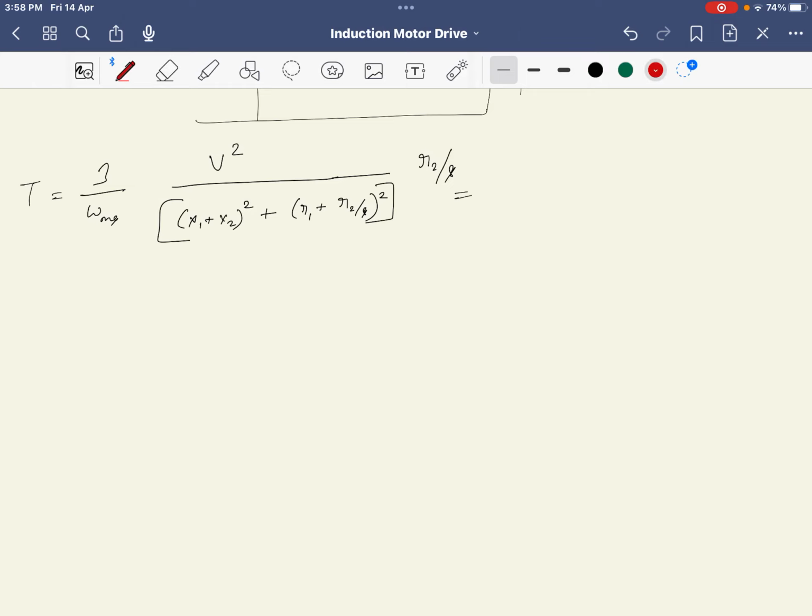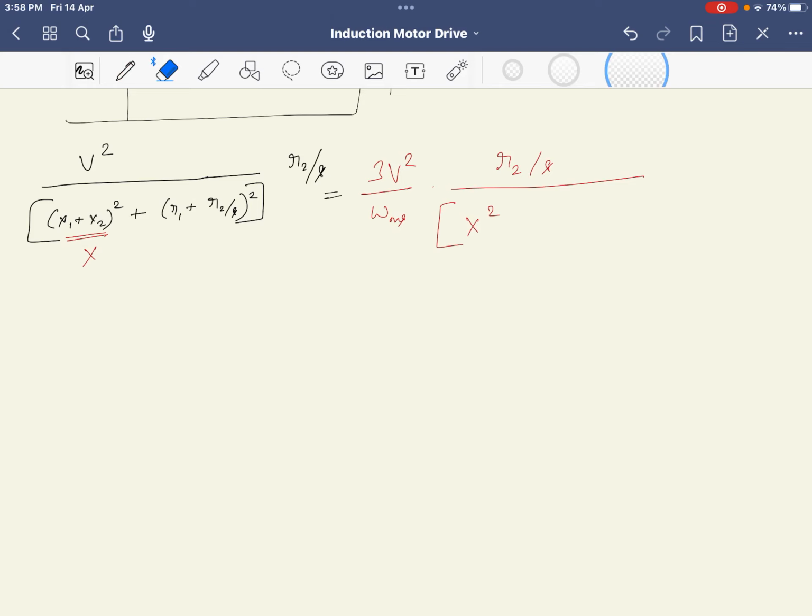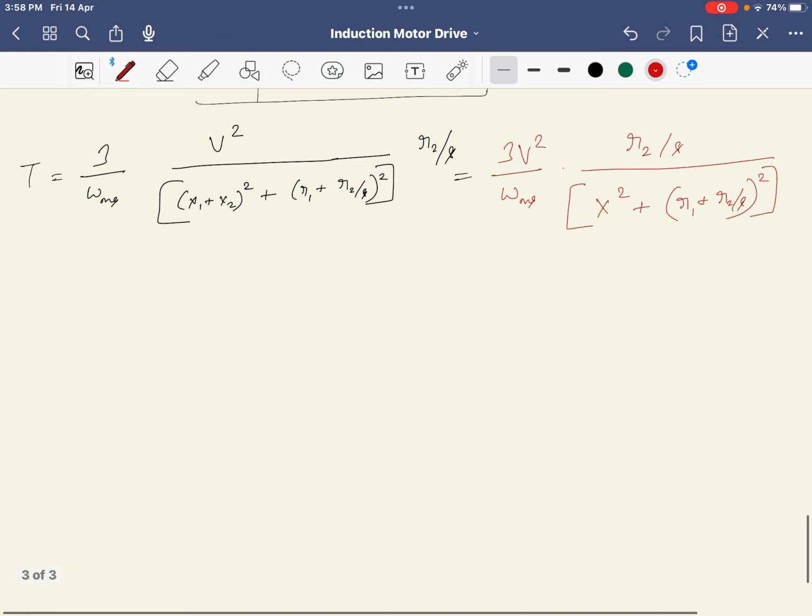So can we just rewrite this in a better way? This is 3 V square by omega ms, right? And this is R2 by S, which is one variable term on the top and the bottom. We have, let us say, these two terms as capital X only. This is X square, right? X square plus R1 plus R2 by S whole square. That's all. We have reshuffled it in this way.